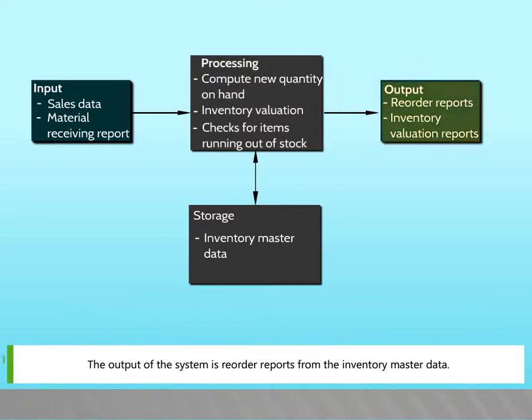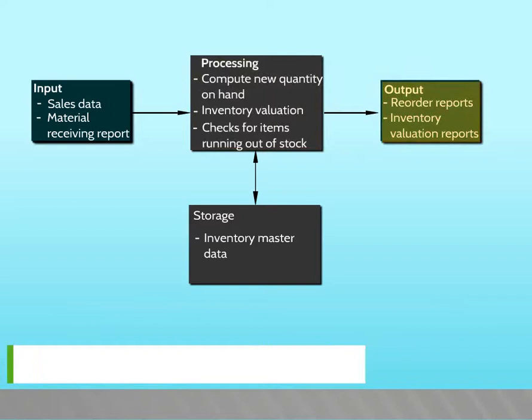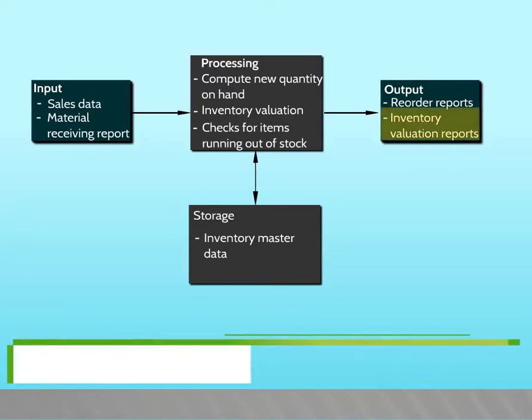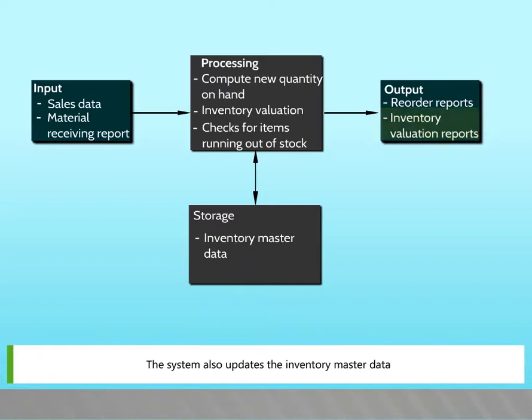The output of the system is reorder reports from the inventory master data. The system also produces an inventory valuation report generally at the end of each month by multiplying the quantity on hand with the unit cost. The system also updates the inventory master data.